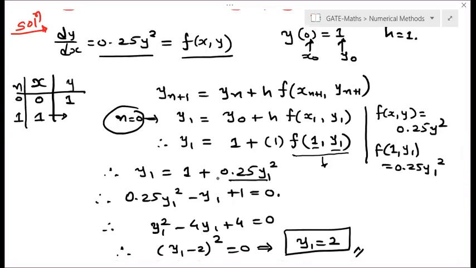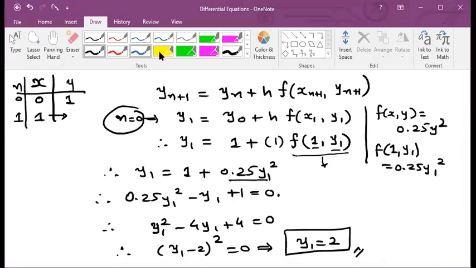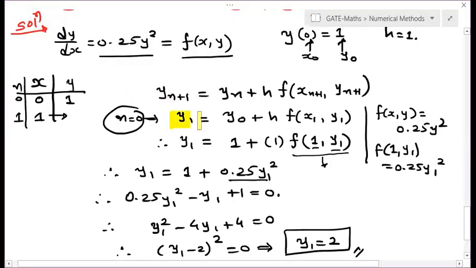Okay. Please explain again. Okay. See over here. So I'm explaining this once again. y1 equal to y0 plus h times f of x1, y1. This is clear or not? First step. Right. Our formula for implicit Euler is yn plus 1 equal to yn plus h times f of xn plus 1, yn plus 1. This is our formula or not? So if I put n equal to 0 over here, this will become y1 equal to y0 plus h times f of x1, y1. Right.